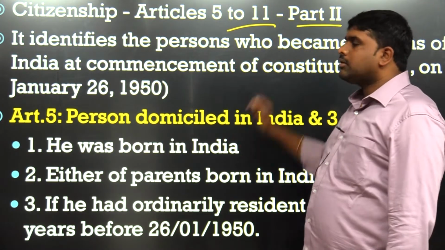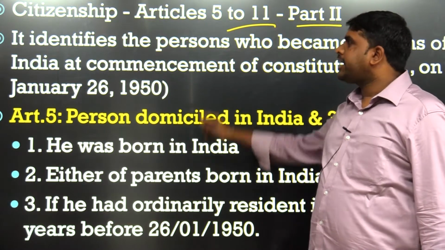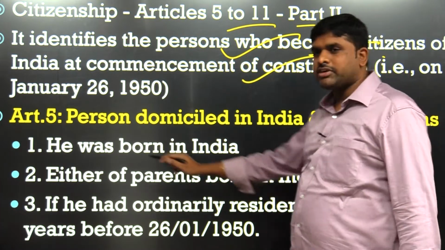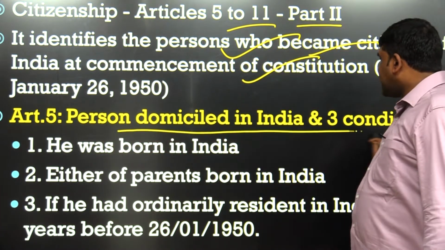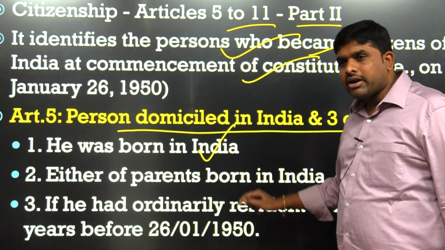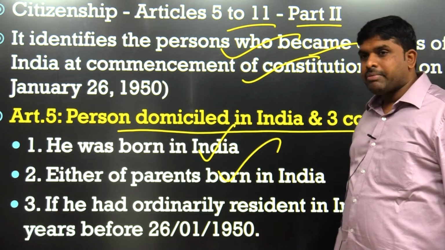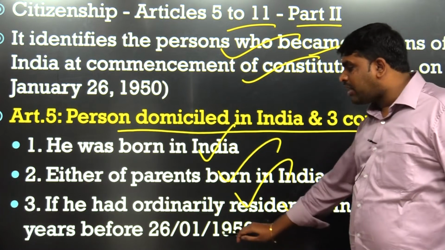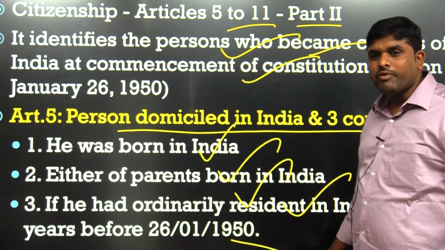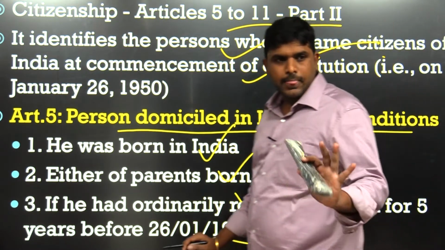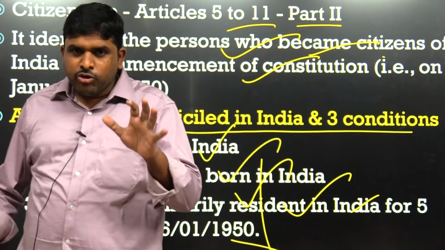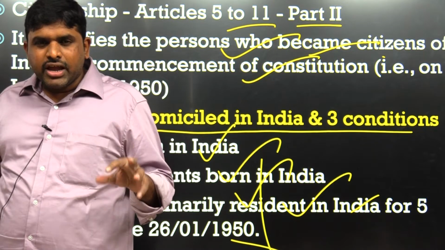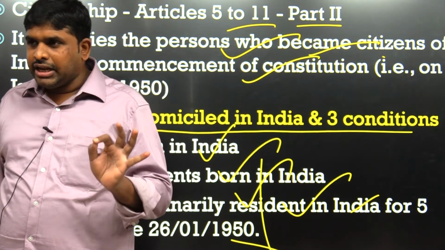Articles 5 to 11, Part 2. It identifies the persons who became citizens of India at the time of commencement of the Constitution. First, a person domiciled in India, born in India, or either of whose parents was born in India, or who had been ordinarily resident in India for 5 years before 26/01/1950. These are the conditions. Just for your understanding, he should be a citizen of India on 26th January 1950.